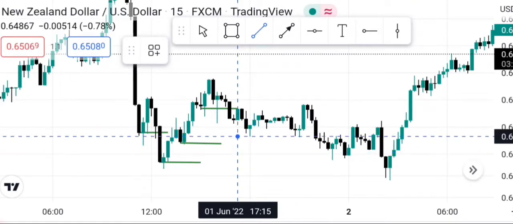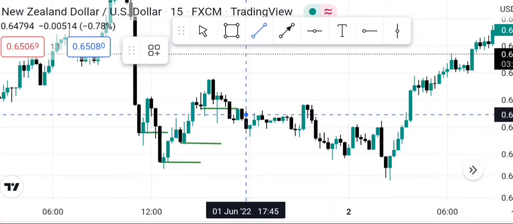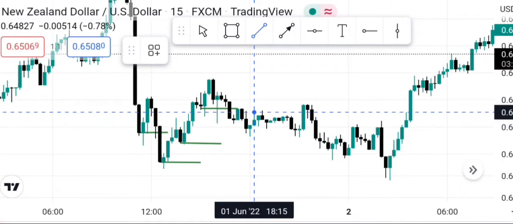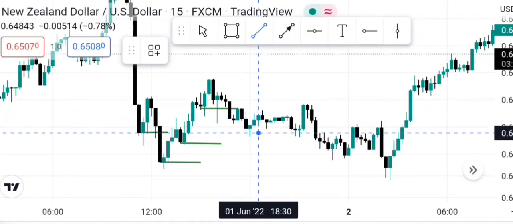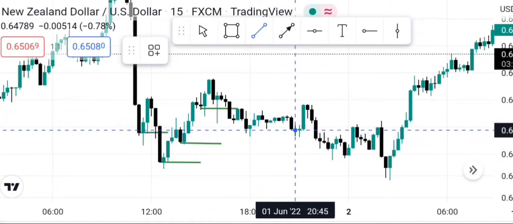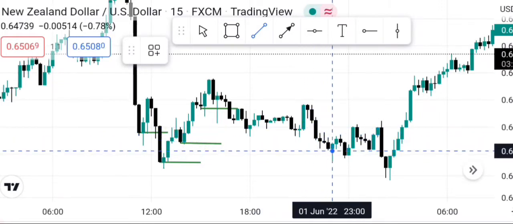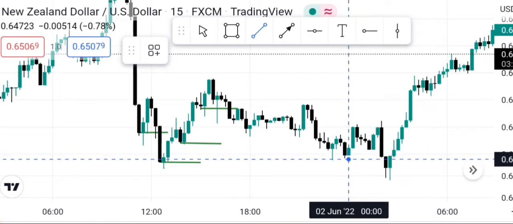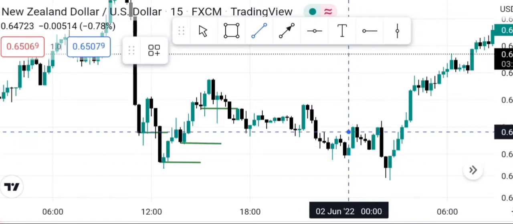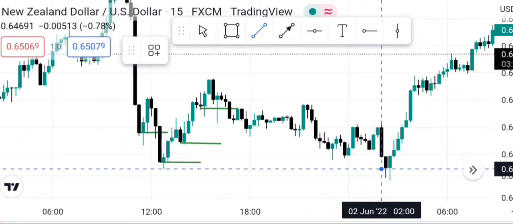Okay, this is a swing low here too. You can see this, and then you can see this move here. This is a swing low as well. Here too is also a swing low. You can see this move. Here is a swing low, and here is a swing low.